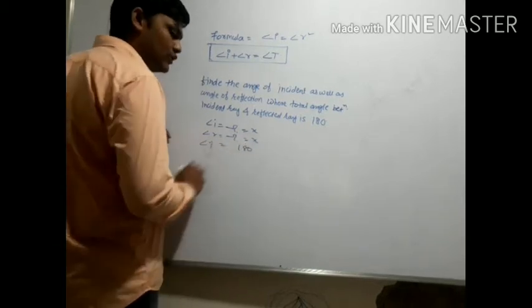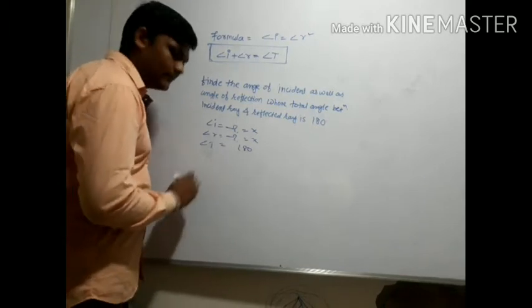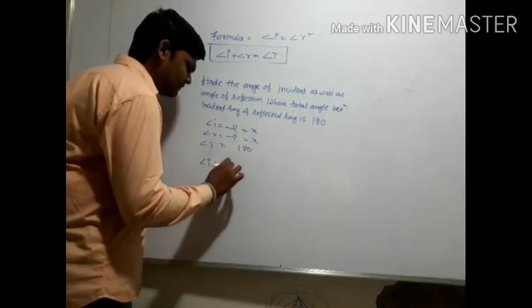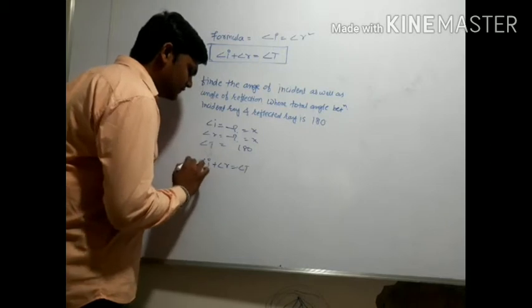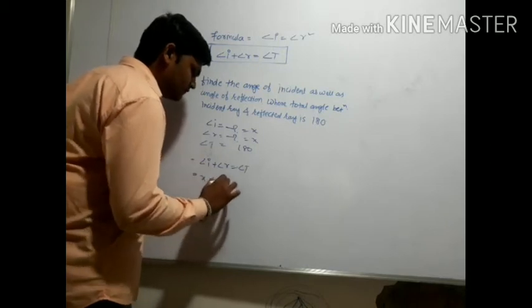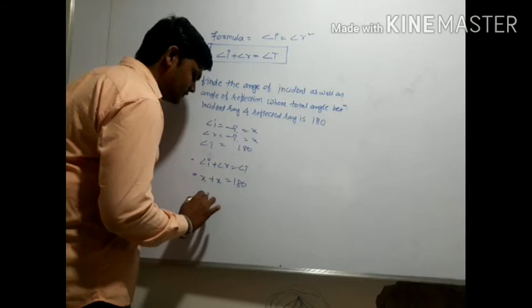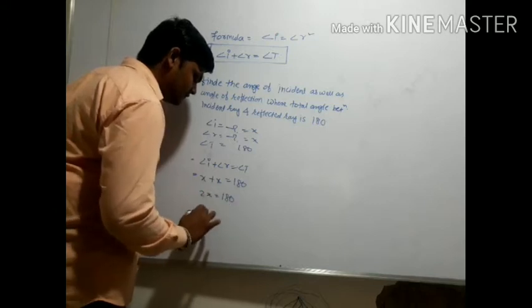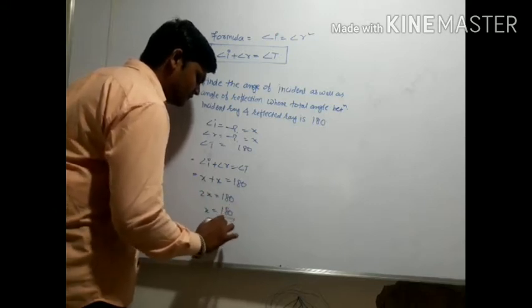Next, what will you do? Afterwards, what have you done? Angle I plus angle R is equal to angle T. Very good, beta. Next, what have you done? x plus x is equal to 180. Very good. Next, 2x is equal to 180. x is equal to 180 by 2. x is equal to 90.